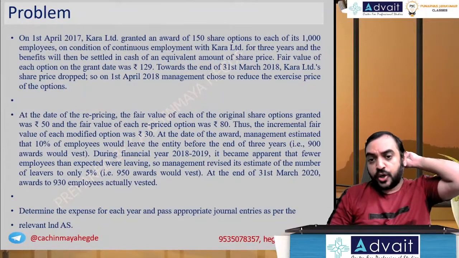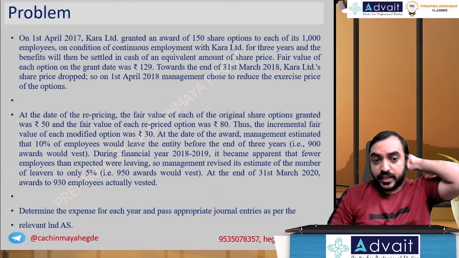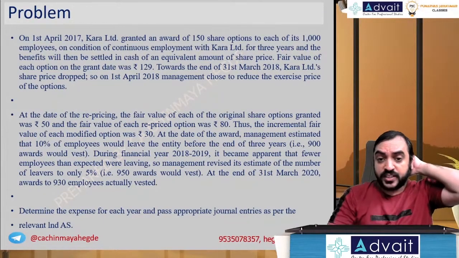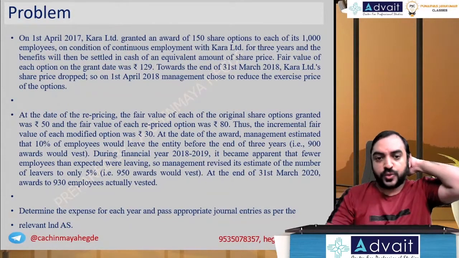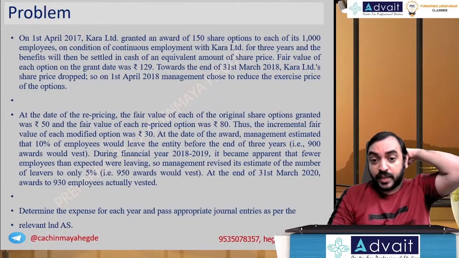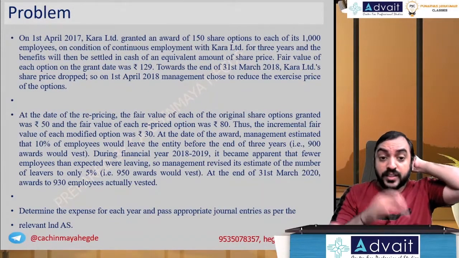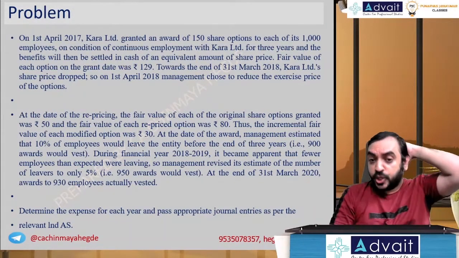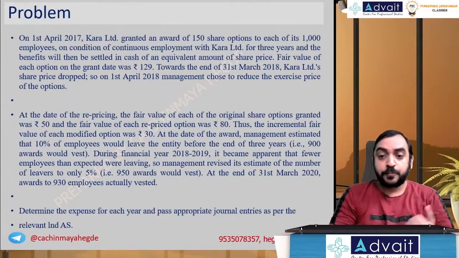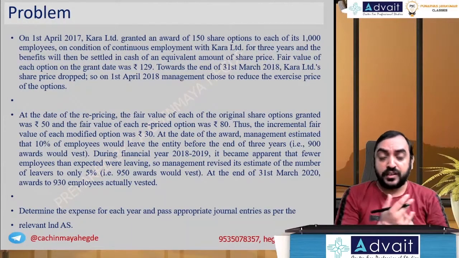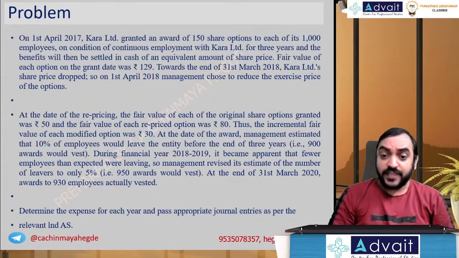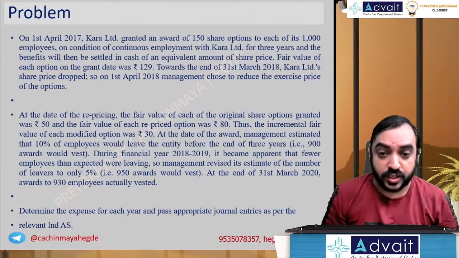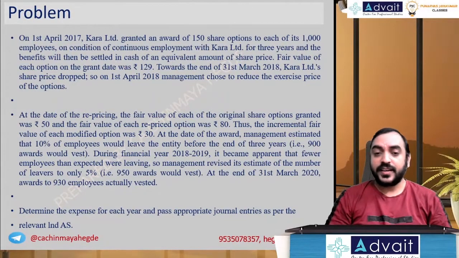On the date of the award, the management estimated that 10% of the employees would leave the entity before the end of 3 years. So 900 awards would vest. During 18-19, it became apparent that fewer employees than expected were leaving. So management revised the estimate to 5%, that is 950 would vest. At the end of 2020, 930 employees actually vested. Determine the expense for each year and pass journal entries as per the relevant Ind AS.